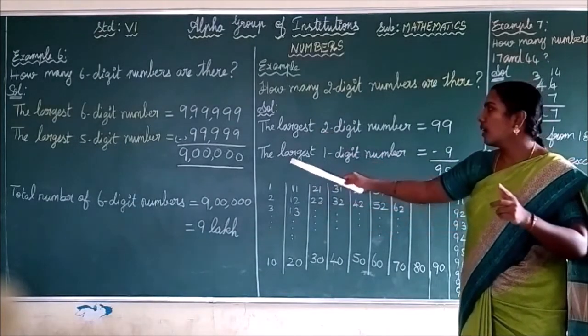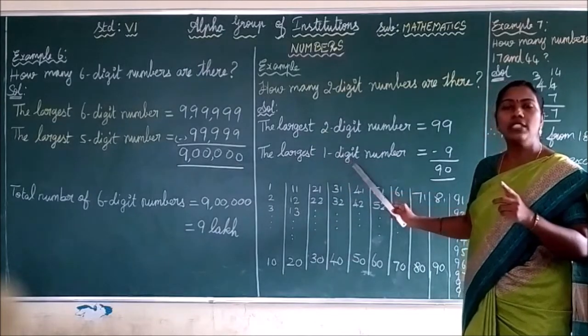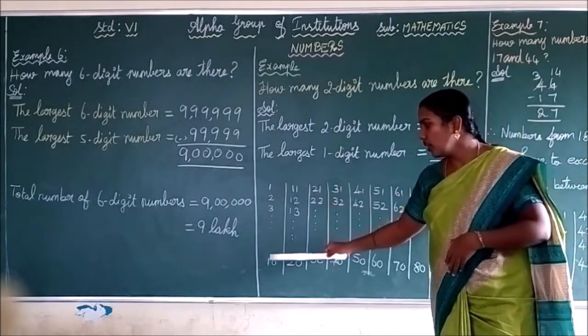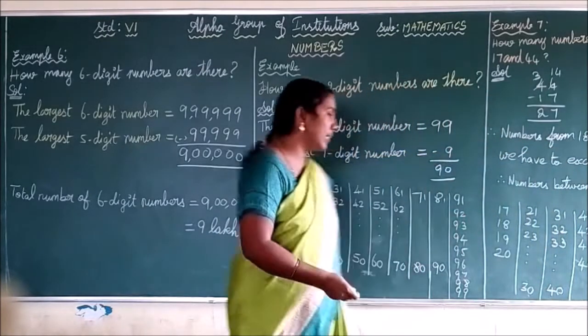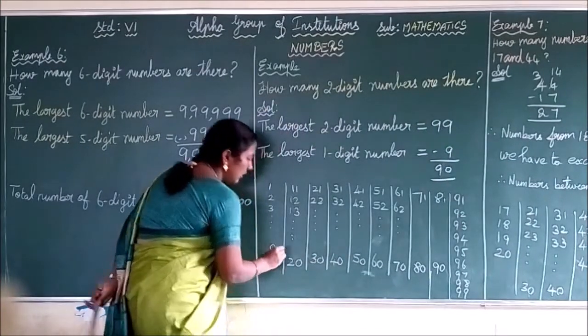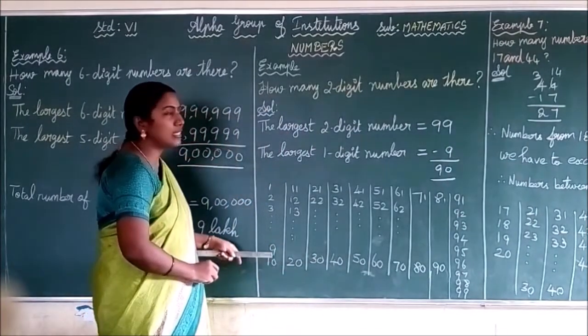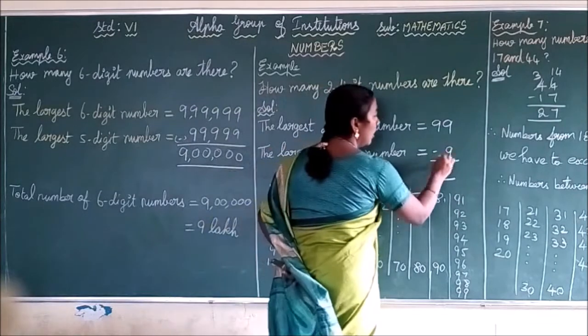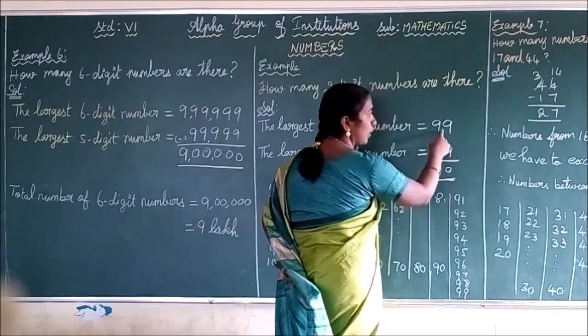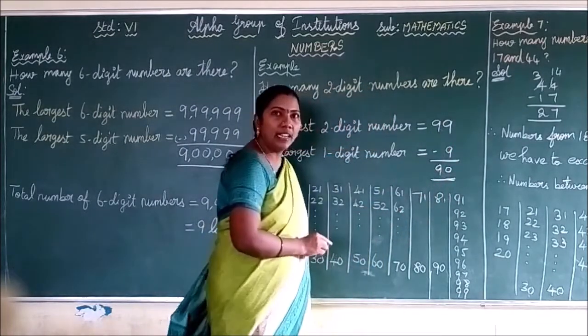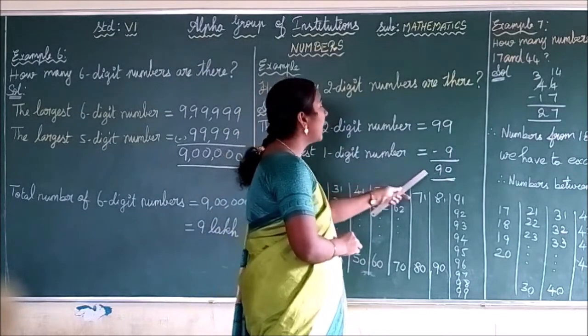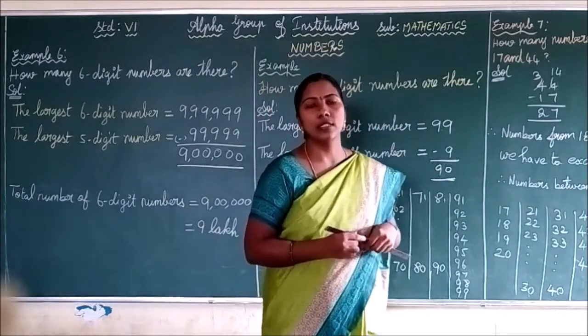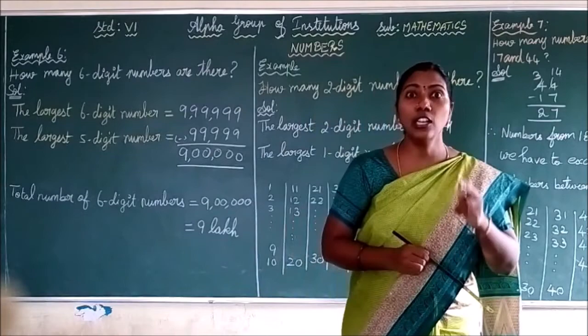Is it clear, children? Which is the largest 1 digit number? Before 10 what do you have, children? Yes, 9. Thus the largest 1 digit number is 9. So we write 9 here. Now we subtract 9 from 99. The answer is 90. Thus there are 90 two digit numbers.